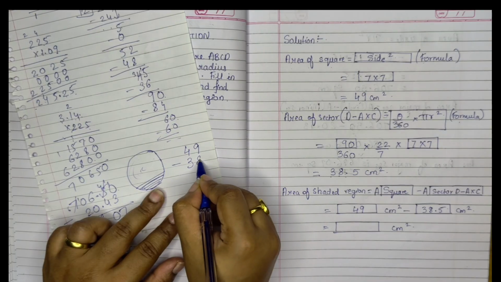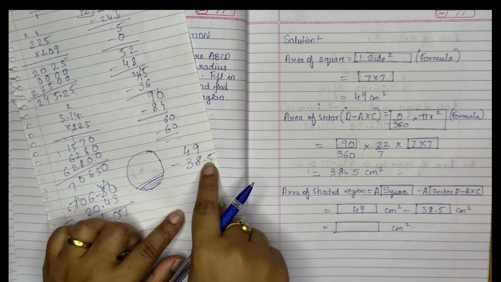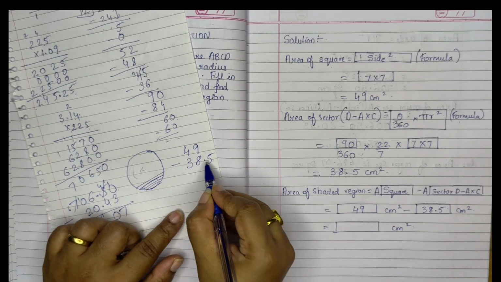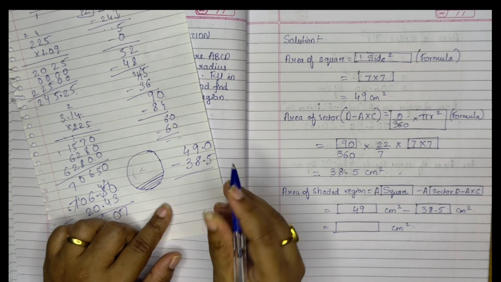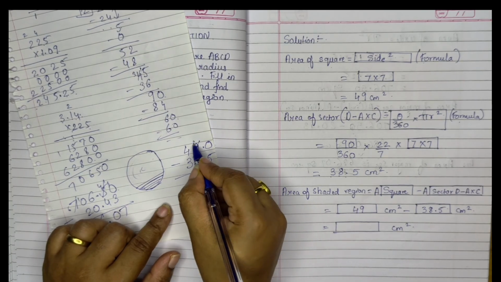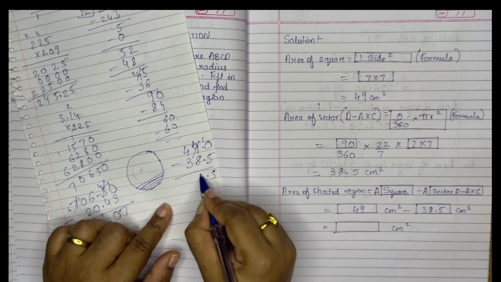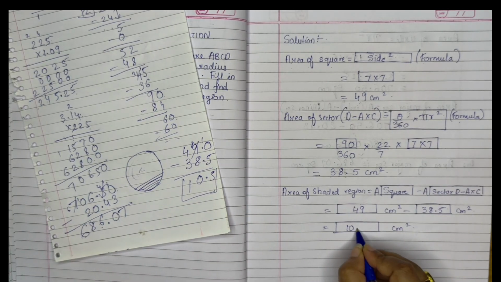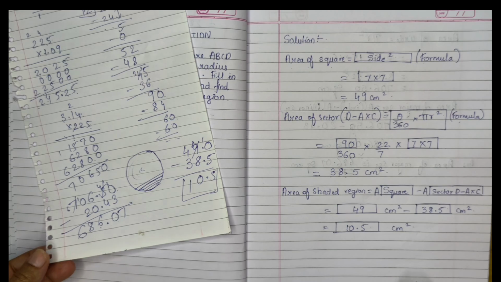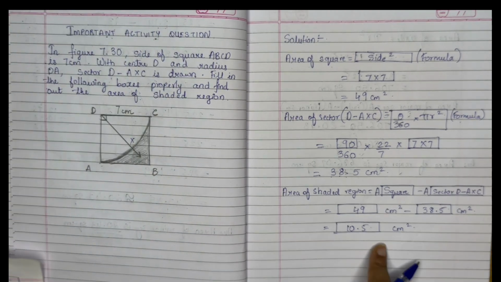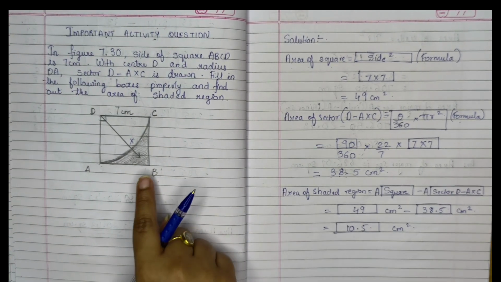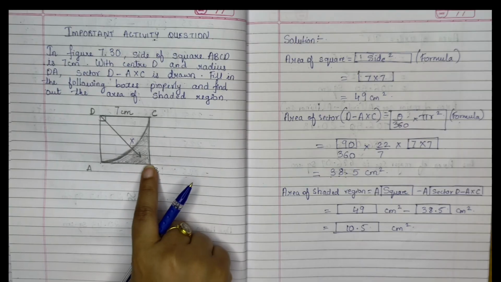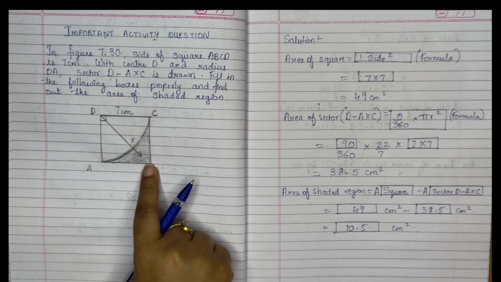minus 38.5. The point will come outside over here. Put a point here and put a 0 since there is no number over here. You get 5 here, 0 and 1. So what you get is 10.5. Understood? So what we get here is 10.5 square centimeters, the area of the shaded region. Understood?